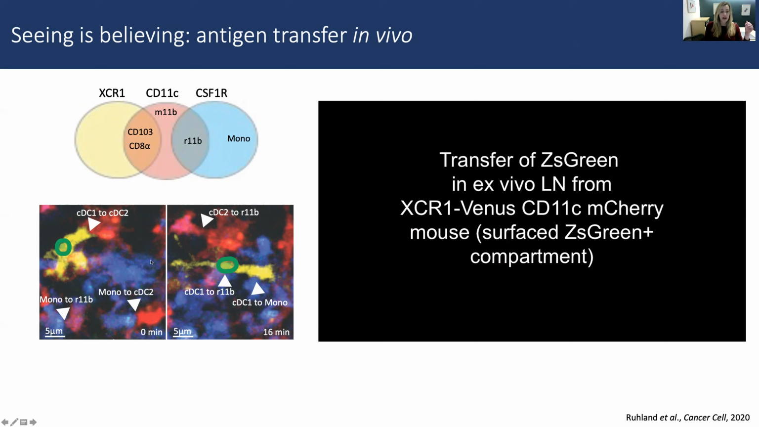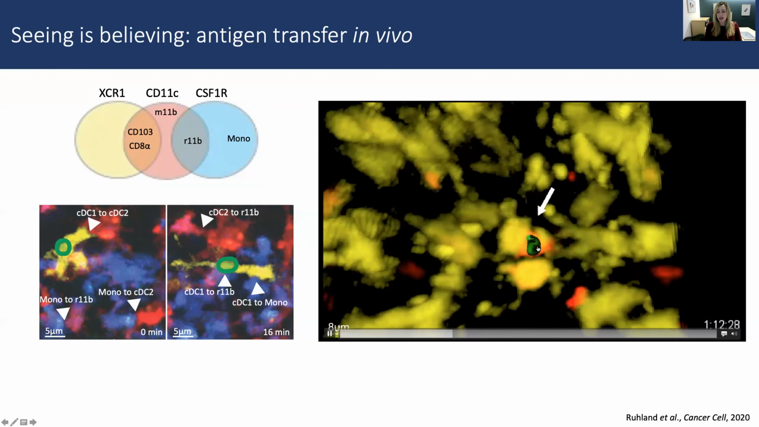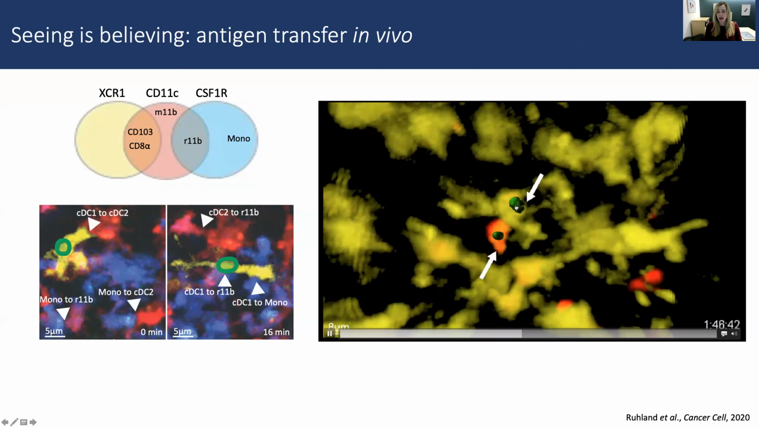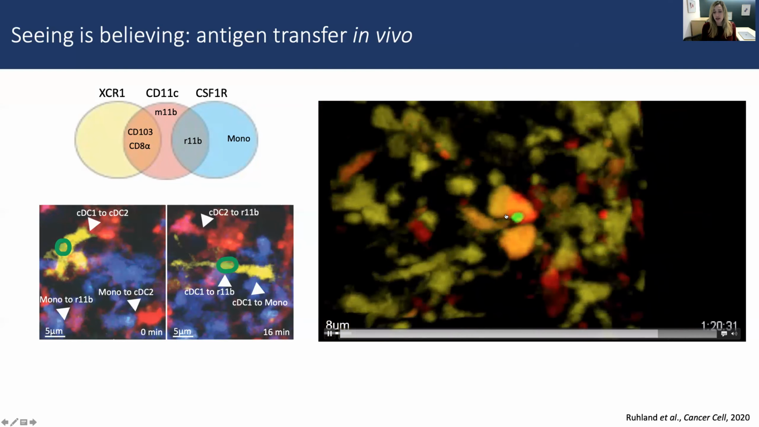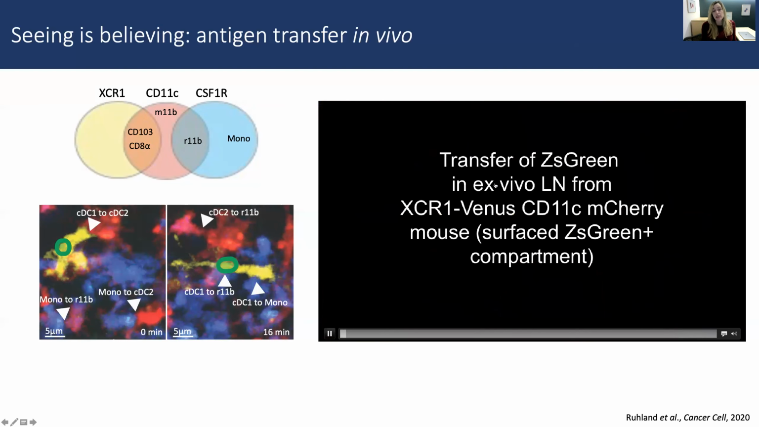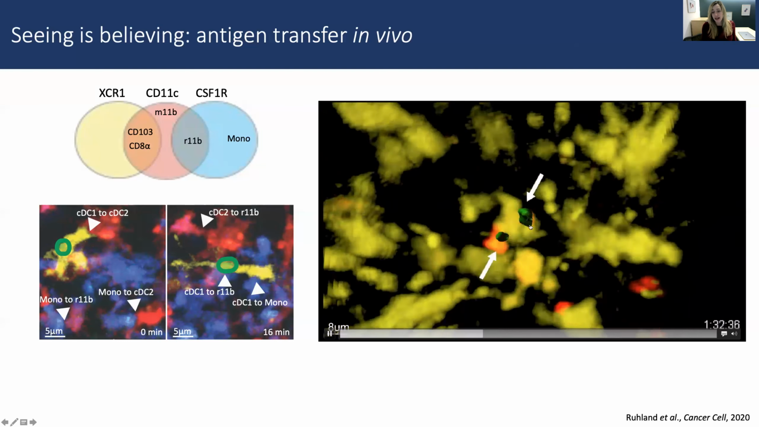Here I'm showing you two stills from the tumor experiments where you can see an XCR1 positive loaded CDC1 that will interact with a variety of different myeloid cells at these two time points. And then in the actual imaging experiment, we can capture that passing event. So here you have an mCherry positive CDC2 loaded with ZsGreen interacting with an XCR1 positive CDC1, and you will see that event of antigen passing. Here's your CDC2 positive for mCherry interacting with your CDC1, and the antigen essentially seems to split off and divide between the two cell types. Here it plays again and it shares.